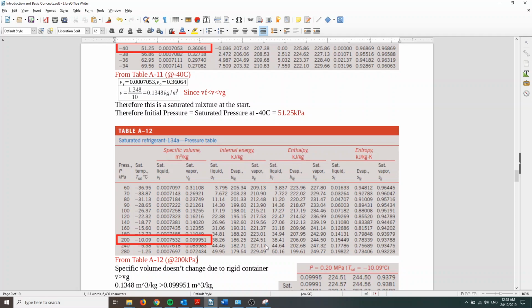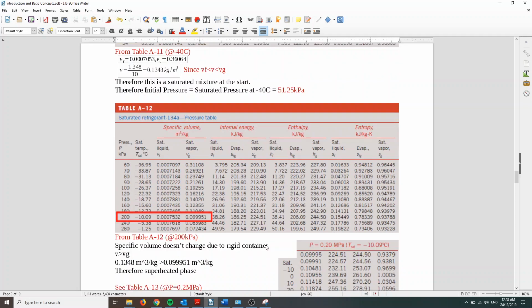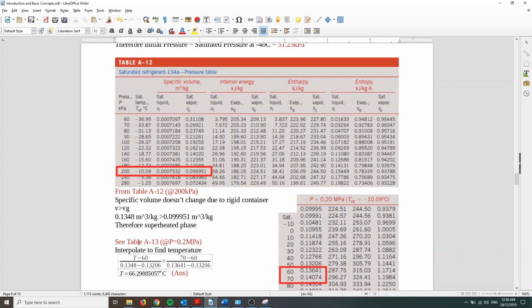At the superheated phase, you need to look at the superheated table, and that's when we know we need to go to table A13. We realize that the specific volume is 0.1348, so we look at 200 kilopascal to see where 0.1348 is. It seems to be in between the temperatures of 60 and 70, and then I can interpolate to find the temperature. That's the temperature at the final state. So it's a very simple question.